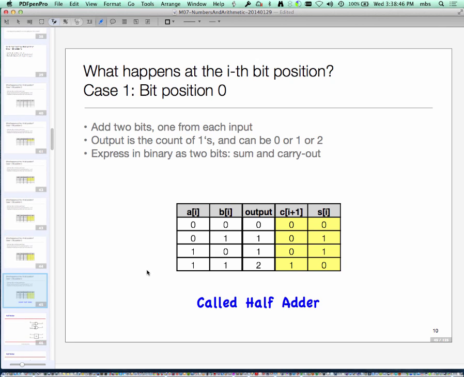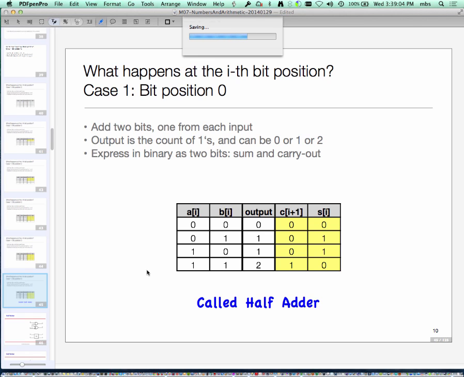So this truth table is called a half adder. A half adder takes two 1-bit numbers and produces a sum and a carry. It is used usually in the least significant bit because there is no carry coming in there.